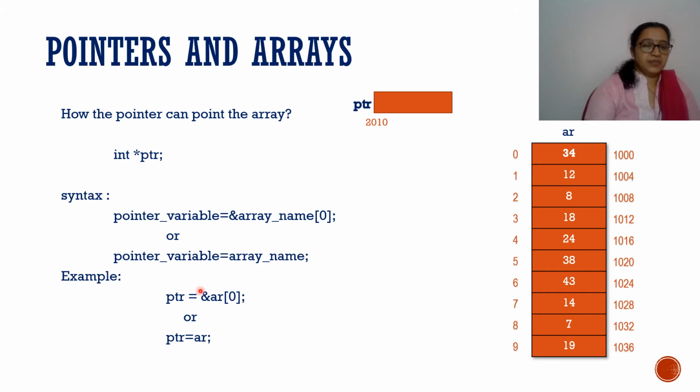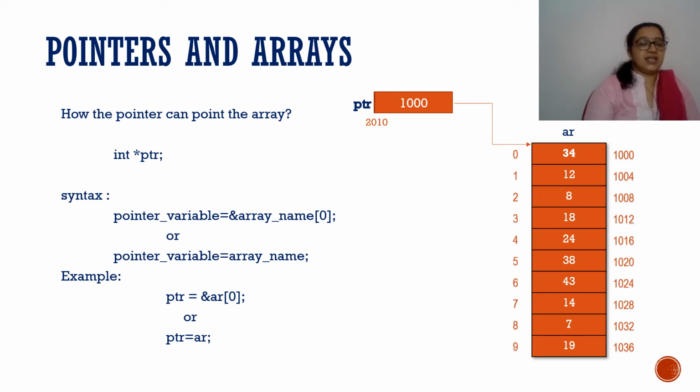See the example. PTR is equal to ampersand AR of 0. AR of 0's address is 1000. So this 1000 will move to where? In the PTR location. See, 1000. And now PTR is pointing to AR. Similarly, one more point is there. We can write PTR is equal to AR. If we simply put AR, that means the base address. So we'll get the base address of the array into the pointer PTR.